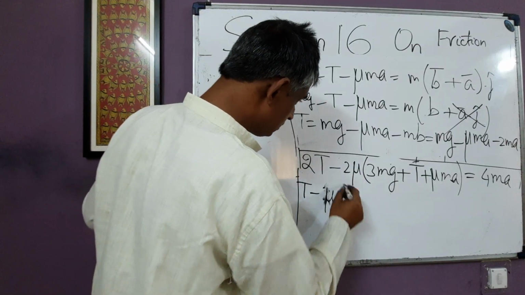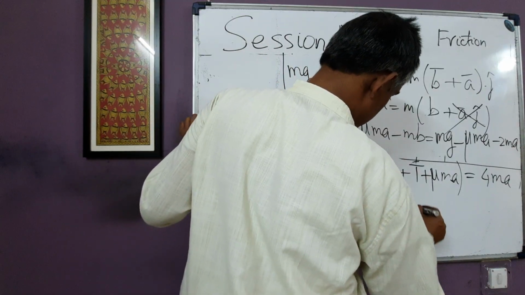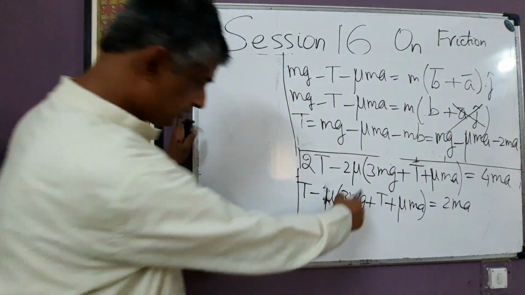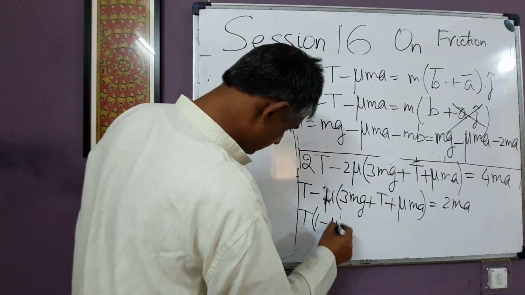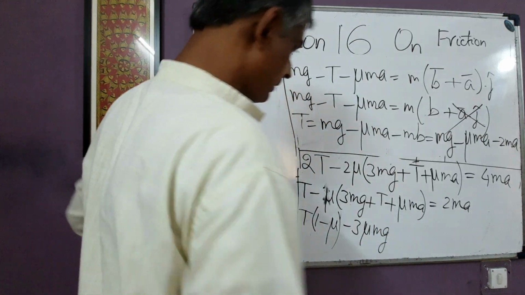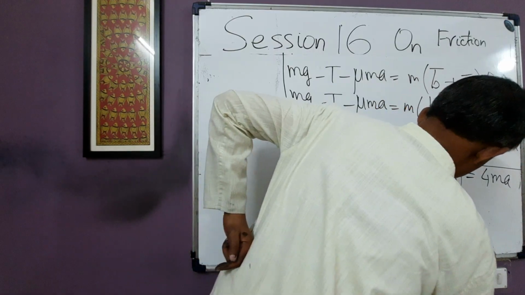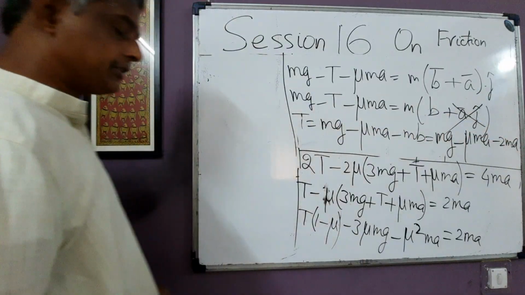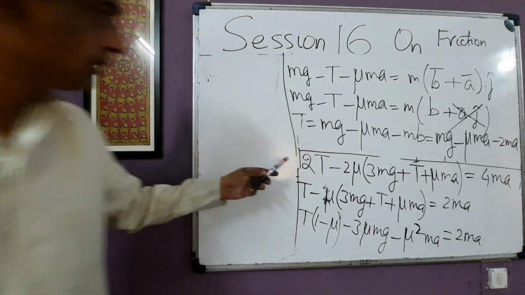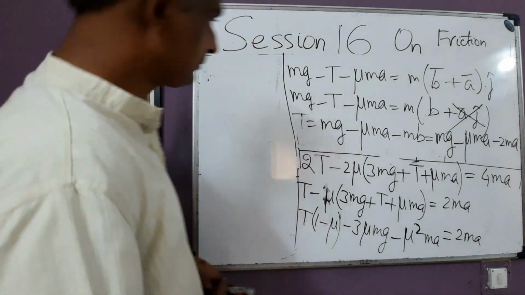Minus mu, plus T plus mu ma equals 2ma. 2 goes away. Now I take T common. T into 1 minus mu minus 3 mu mg minus mu square ma is equal to 2ma. Now this T I substitute here. T is equal to mg minus T, this T I substitute here now.